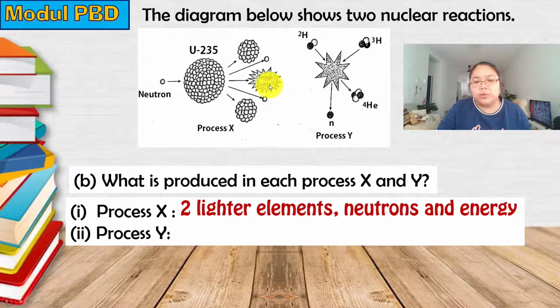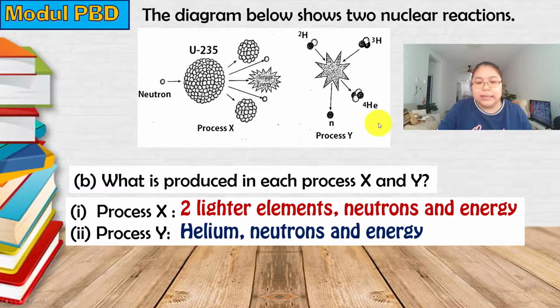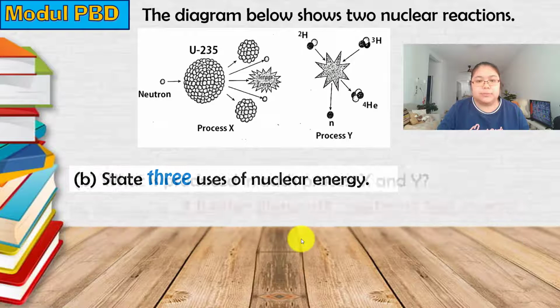Okay, now we go to Y. Y, what they produce? They produce one heavier nucleus, and also neutron, and last one is energy. So this one, the biggest nucleus, we call it helium. Okay, now they say helium, neutrons, and also the energy. This one is produced from the nuclear fusion.